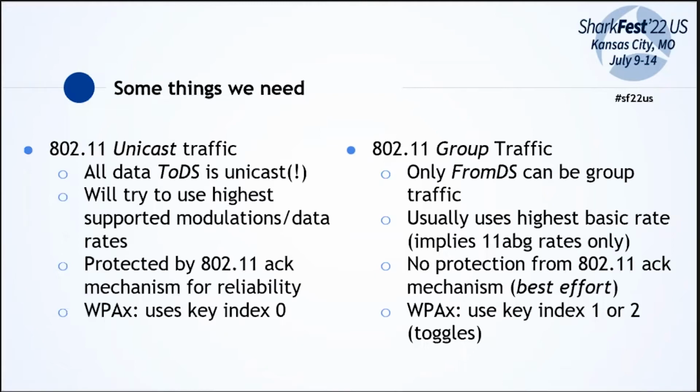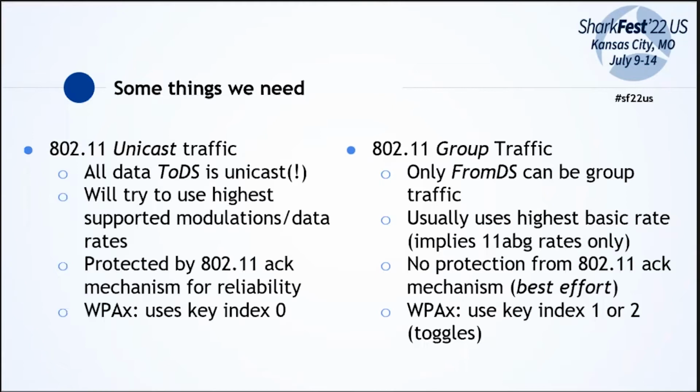Now, group traffic, what's the difference? Only the DS can send true group traffic. So only the access point can actually send group traffic. No client can send group traffic at 802.11. It's all unicast. But here, the AP can actually send. He has a choice. He can send it as unicast or group.